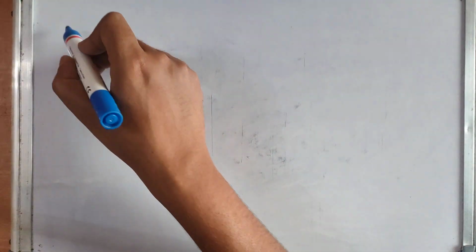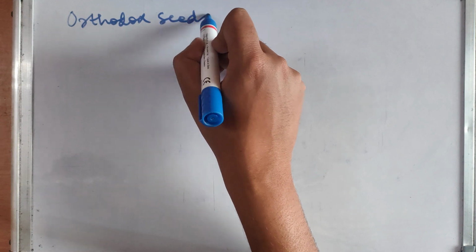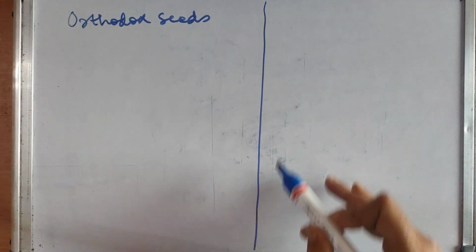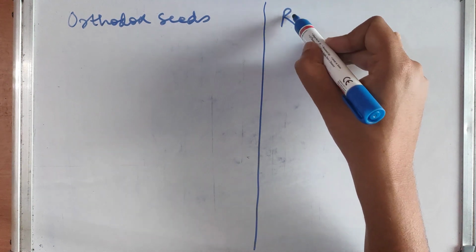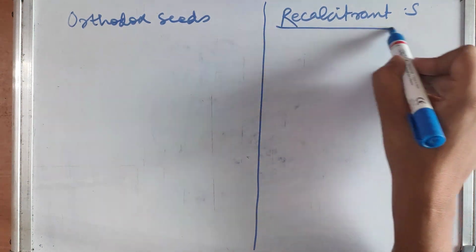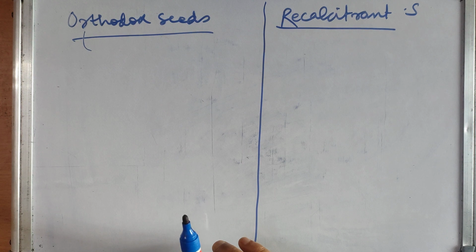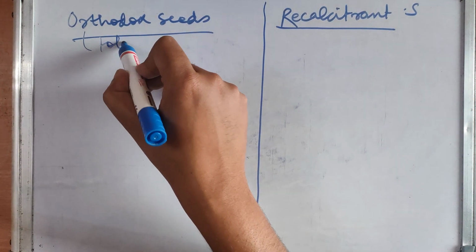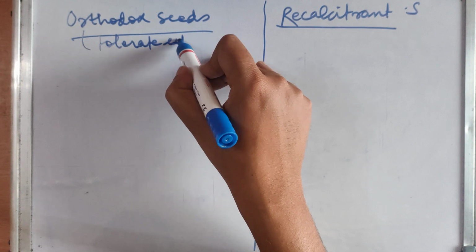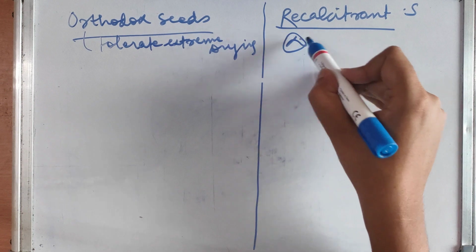Now moving on, what is the difference between orthodox seeds and recalcitrant seeds? The main difference is that orthodox seeds are those seeds that tolerate extreme drying, whereas recalcitrant seeds do not tolerate extreme drying.